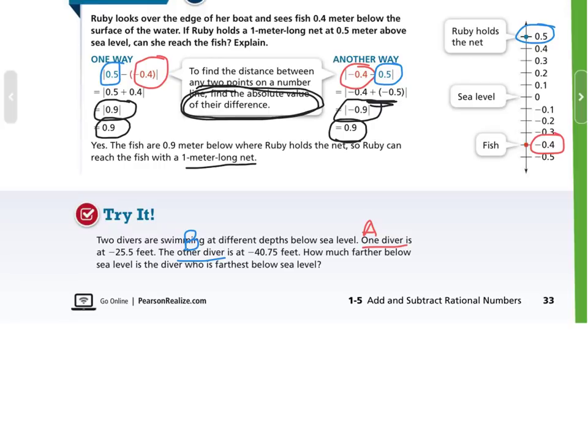If you said diver B is lower in the water, you're correct. So what we're looking for here is how much farther below sea level is diver B than diver A. Try this question on your own. Use a number line if you need to, and come back and check your answer when you're finished.